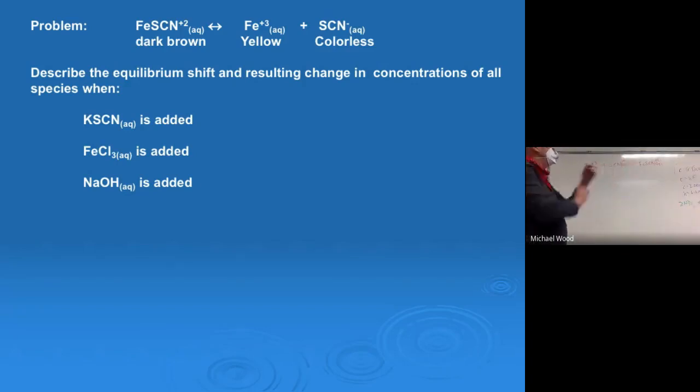I'm going to reverse it from the way that I've got it written in my notes. Okay, and I've got this, and I want to do this demo. Just do this reaction right here for you guys. I want it so you guys can see it. This is going to try and make an actual visual, so you can actually see this shift from one direction to another. Okay, so describe the equilibrium shift.